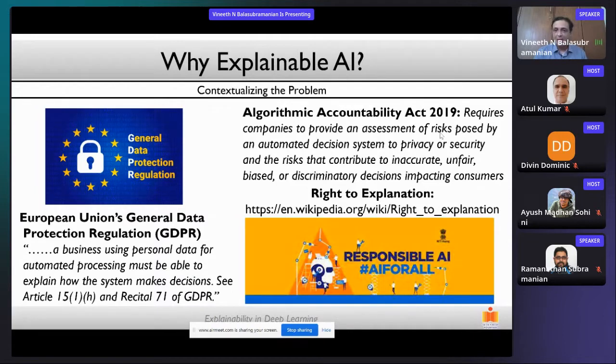So if that software used by the bank now denies a certain customer a loan in Germany, according to the European Union's GDPR, that customer has the right to go back to the bank and ask the question, why was this decision made on my particular case? And now the bank, according to GDPR, is liable to give an explanation of why that decision was made for that particular customer.